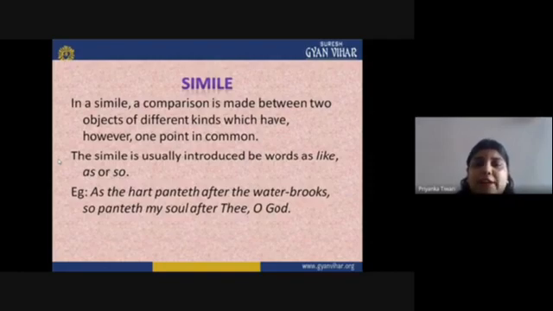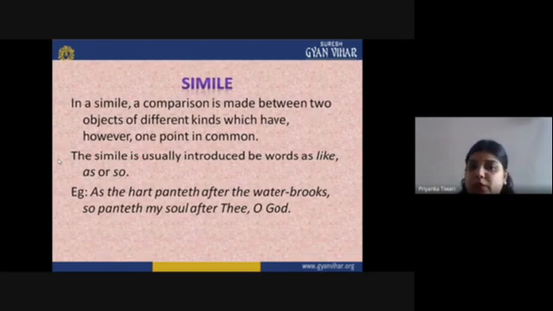So we can find out, understand and compare. We use so, as, like in simile. For example: as the hart panteth after the water brooks, so panteth my soul after thee, O God. These are some examples; so is a figure of speech here. If a comparison is made between two objects of different kinds which have, however, one point in common, this is called a simile.